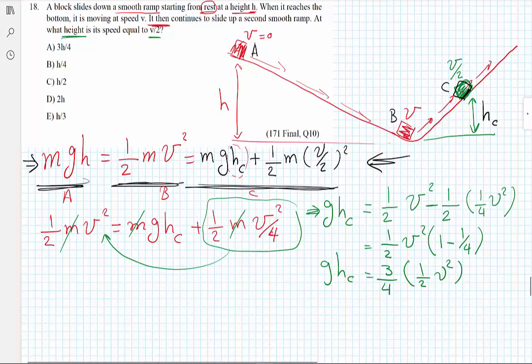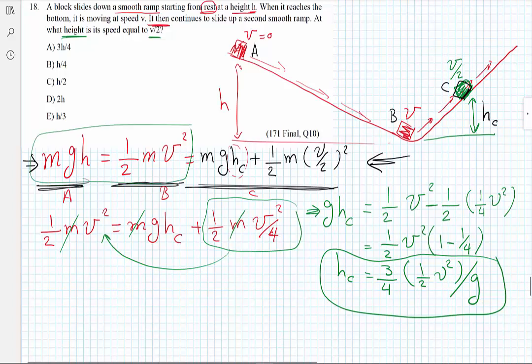So that's g times hc. So we're looking for hc. So you need to divide everything over g. But the choice here does not have v, it has h. So we need to get rid of the v and substitute it with a term that has h.